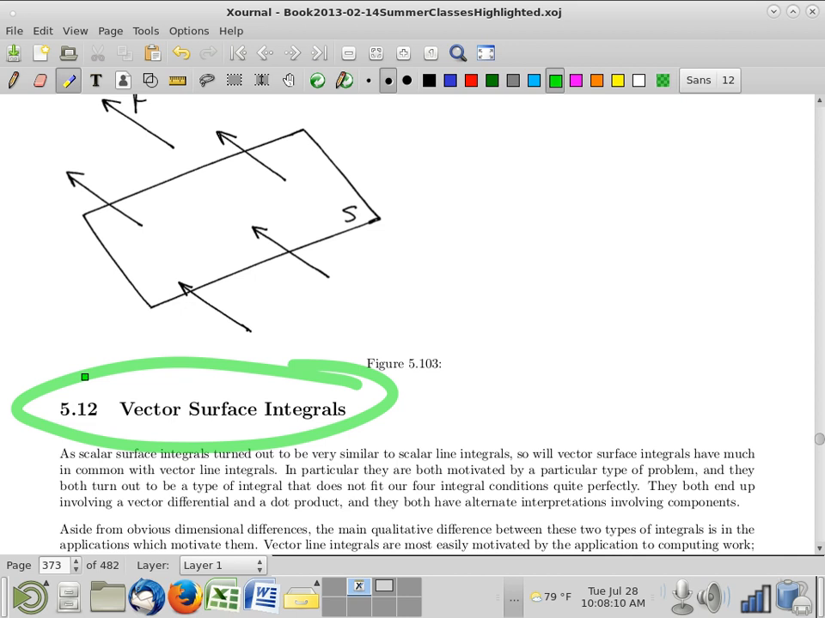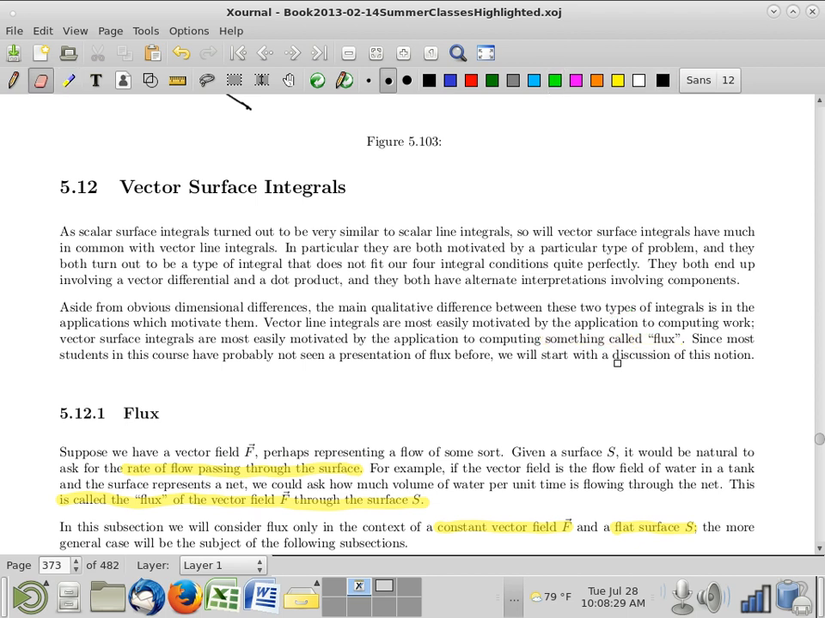So you would expect, having just talked about vector line integrals, that vector surface integrals might be pretty similar, and they are very similar in their algebraic construction. What's different is how we think about them. There's a different physical application that motivates writing down vector surface integrals. It's something called flux. I'm curious, show of hands, how many people know what flux is? Very few. Okay, fair enough.